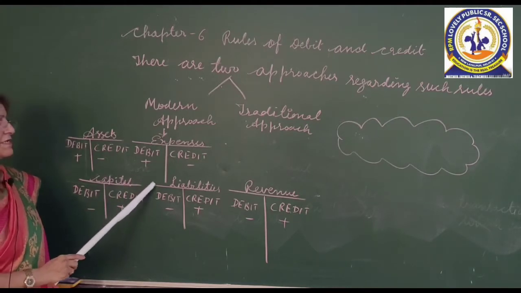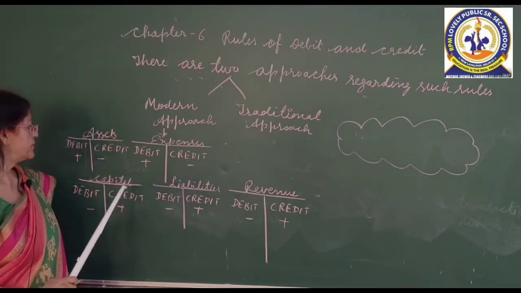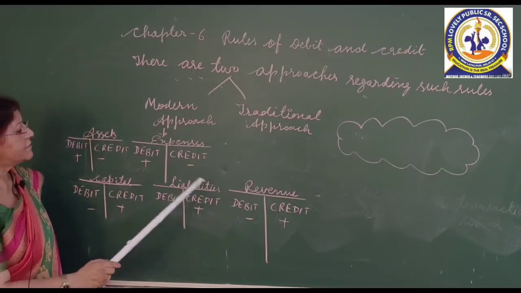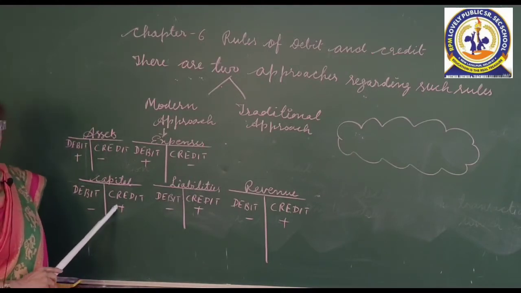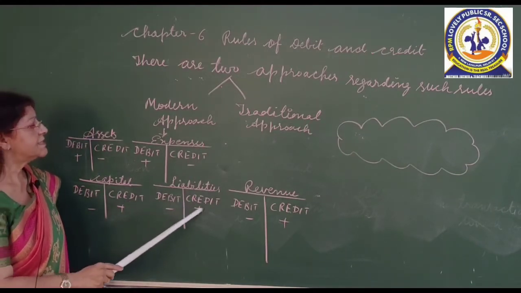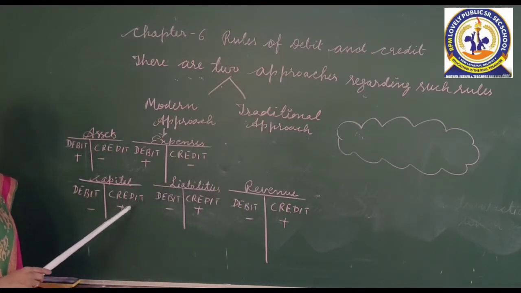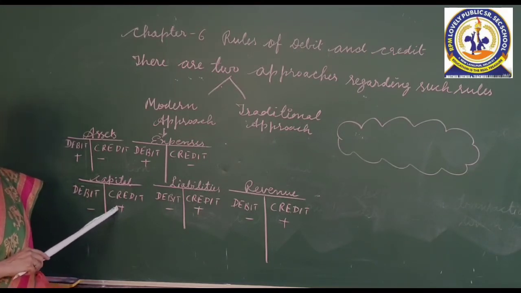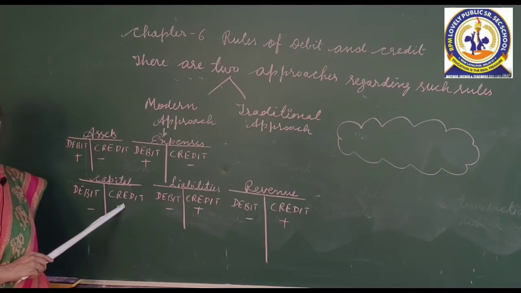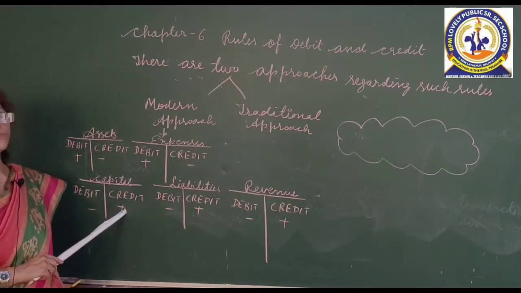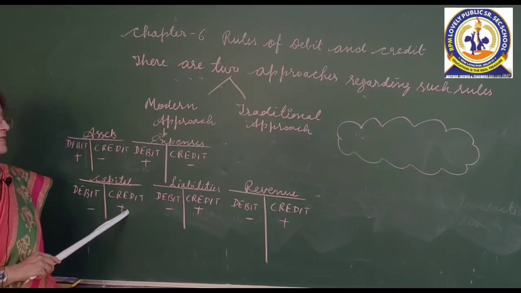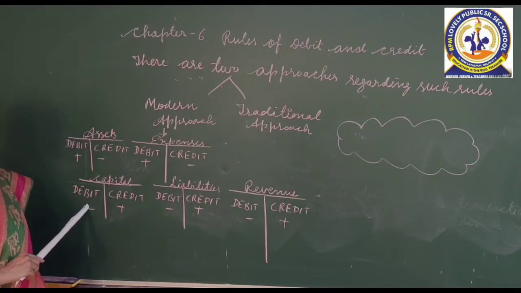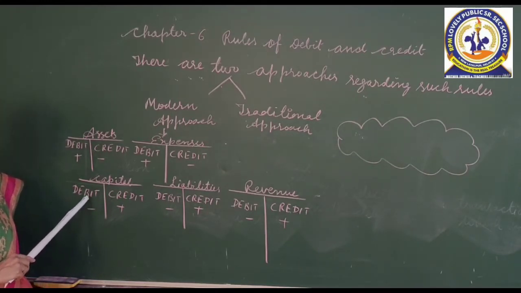Now CLR: capital, liabilities and revenue. CLR means all capital, liabilities and revenue have credit balance. If there is an increase in the value of capital, liabilities and revenue, meaning income, it will be shown on the credit side. Like the owner has started business with rupees 10 lakh. That 10 lakh will be shown on the credit side. Now he has introduced more capital. He has brought additional capital, that will also be shown on the credit side. If he has withdrawn, it means there is a decrease in the value of capital, that will be shown on the debit side.